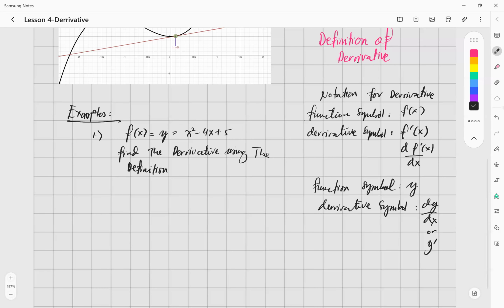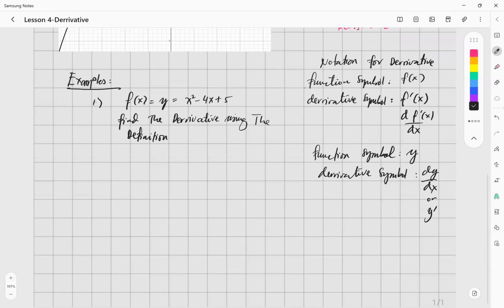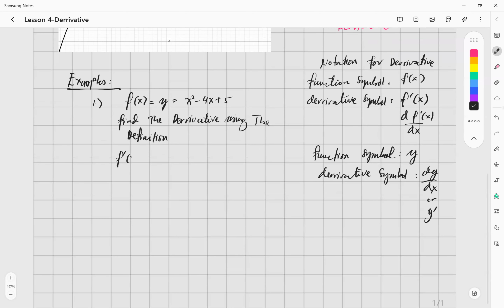Usually by my definition, the derivative f prime of x is equal to the limit as h approaches 0 of f of a plus h minus f of a, over h. Okay, so this is the definition.